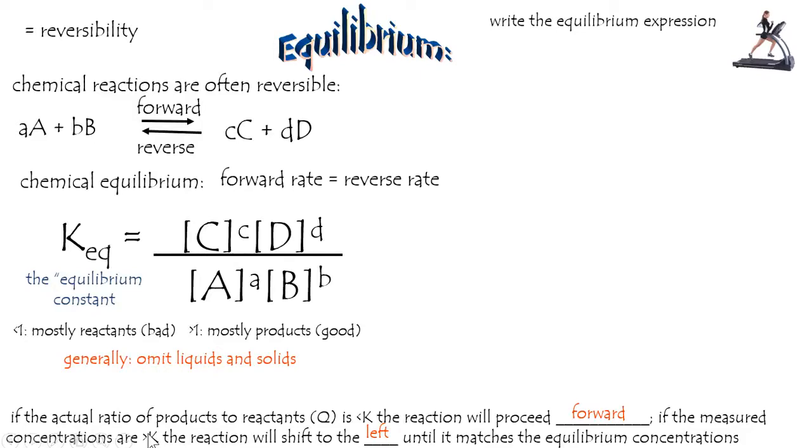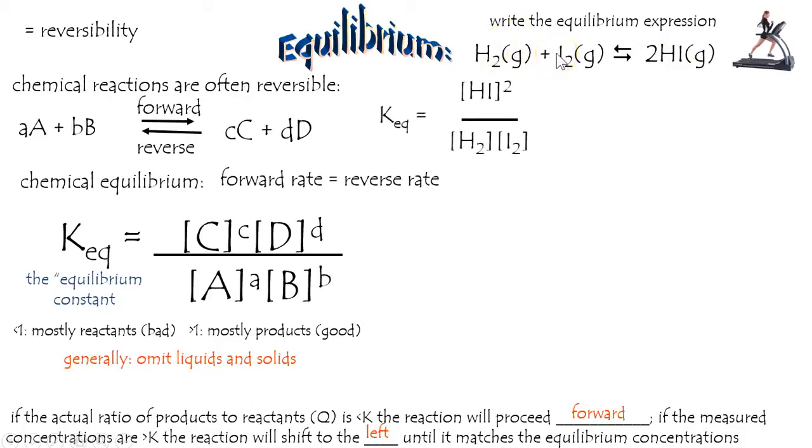So let's practice writing some equilibrium expressions. Here's one that's designed to be straightforward. Keq is going to be equal to the concentrations of the products. There's only one, but its coefficient becomes an exponent, so don't forget to square it, over H2 times I2, and there it is.